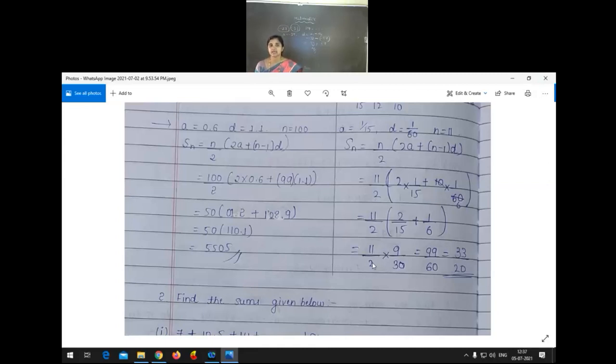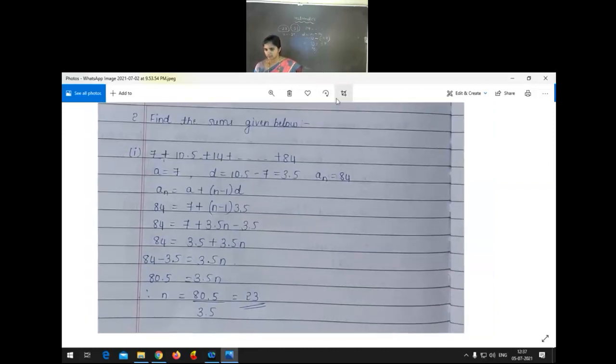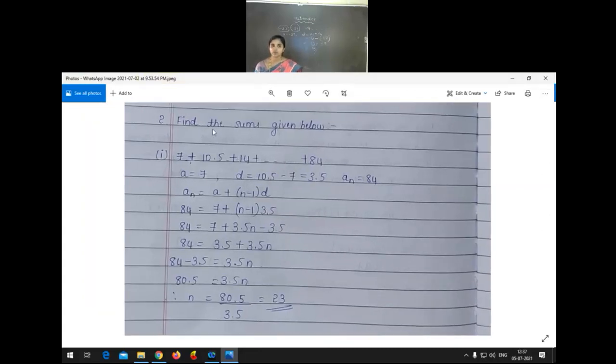So you are not having any problem in the first question. Then we are moving to the second question. Second question is like this. Find the sums given below. Find the sums given below. Sums we have to find out.